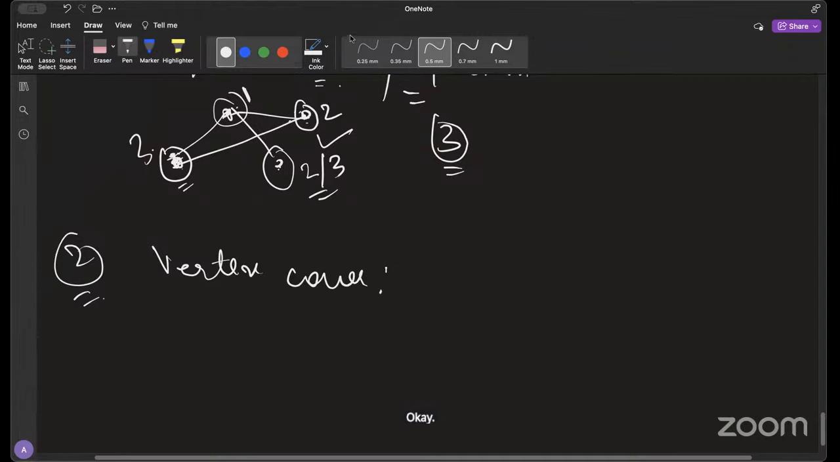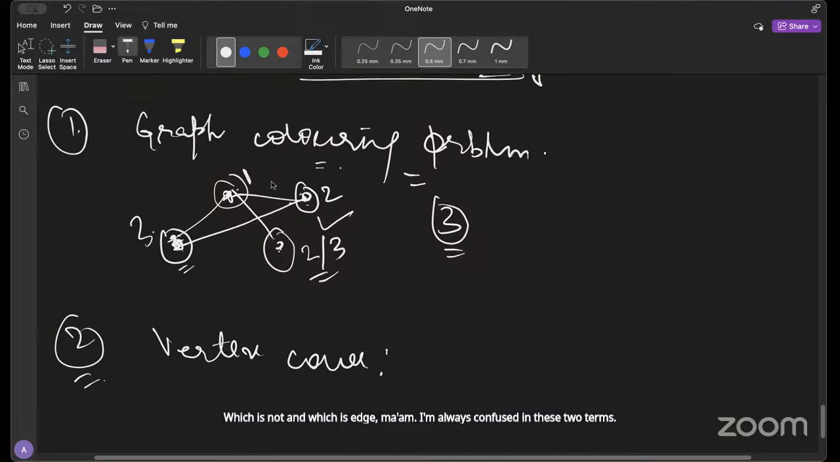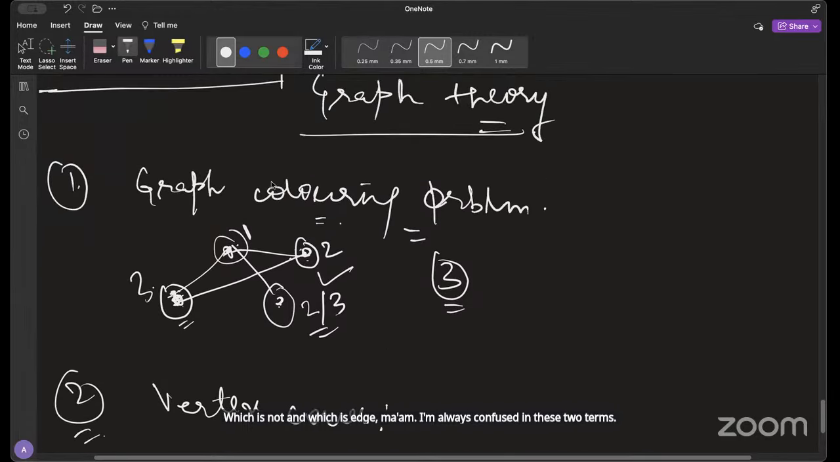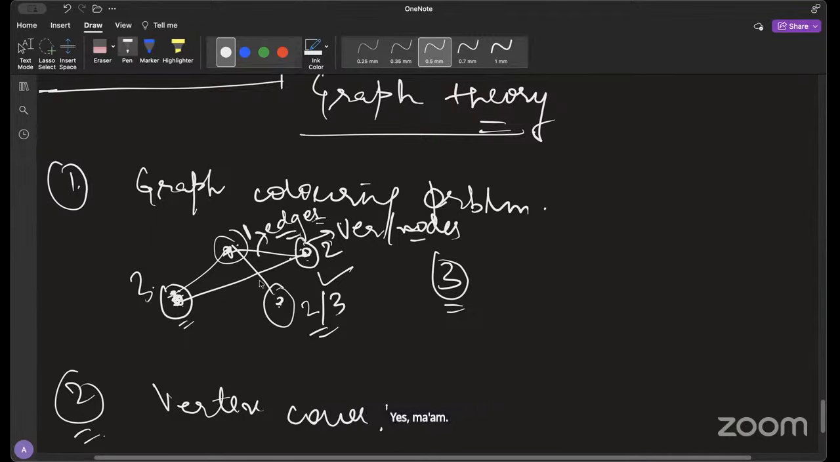Ma'am, can you tell which is a node and which is an edge? I'm always confused in these two terms. Nodes are basically vertices only. So these are called either vertices or nodes. And these things are edges. Yes, ma'am. Thank you, ma'am.